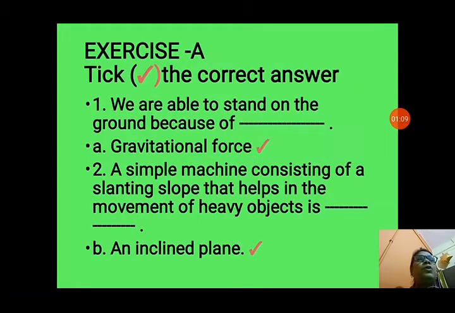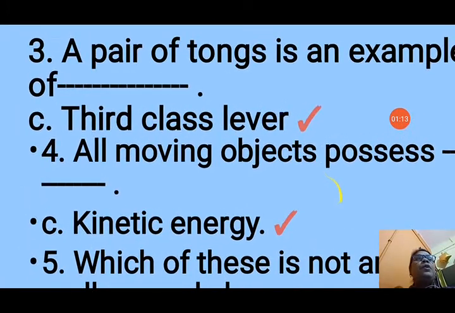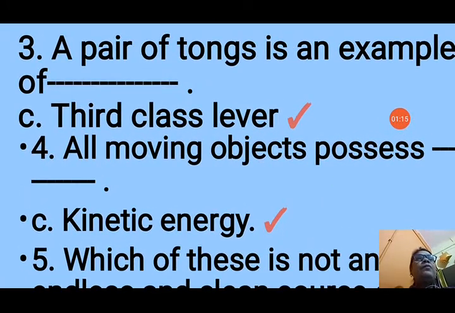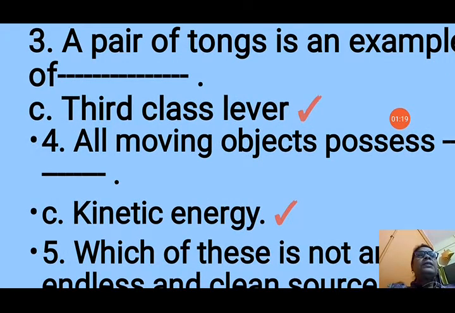Now let us see the next question, question number 3. A pair of tongs is an example of dash. A pair of tongs is an example of a third class lever. So option C is correct, that is third class lever. In a pair of tongs we see the load and fulcrum are on either side, and from between we put the effort. So it is a third class lever.